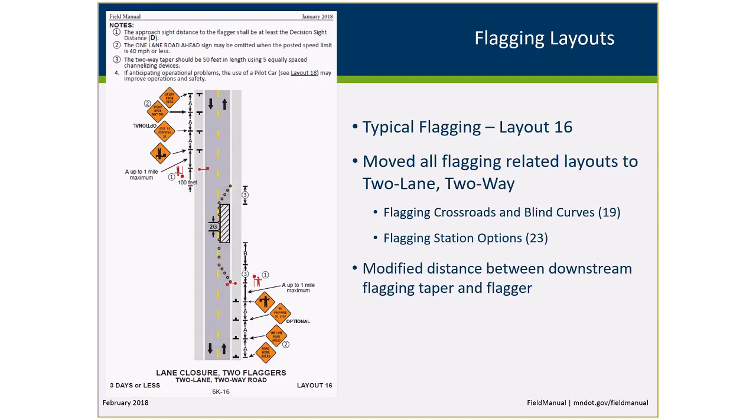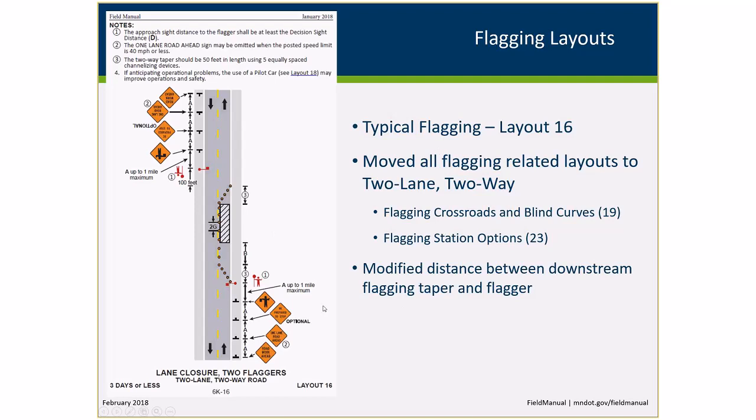The flagging layouts, what we ended up doing with these is, I mentioned earlier that the typical flagging layout used to be layout 14. Again, the new layout is 16, so remember that one. So this is the new flagging layout to follow. What we ended up doing is we moved all the flagging related layouts into the 2-lane, 2-way area. The flagging crossroads and blind curves, which is now layout 19, and the flagging stations options, which is now layout 23, those used to be in the miscellaneous layouts section of the field manual. We wanted to pull them all together to get all the flagging stuff together to make it easier to find, and that's why we ended up doing that.